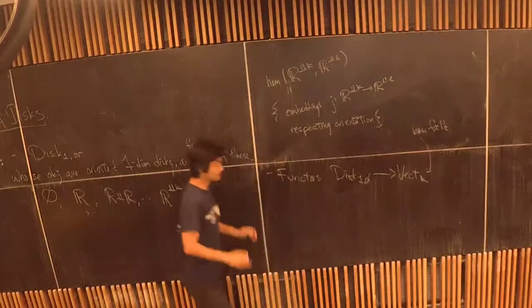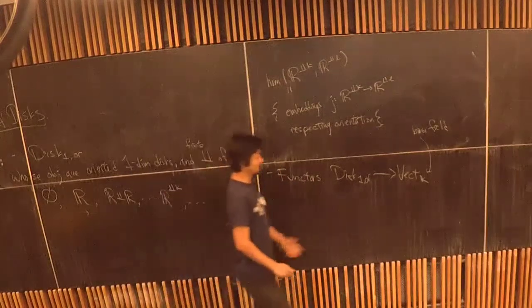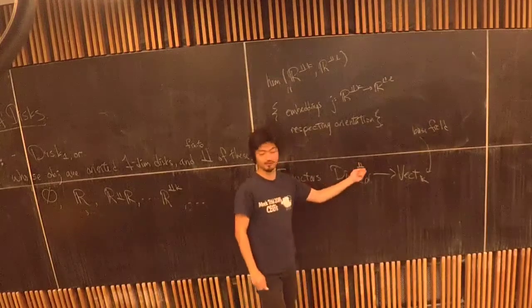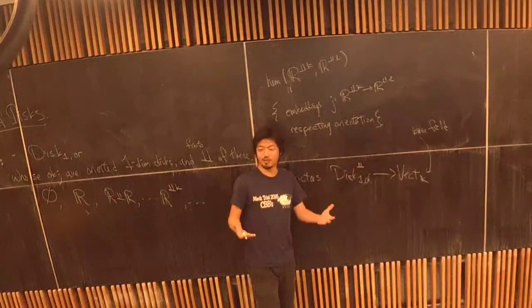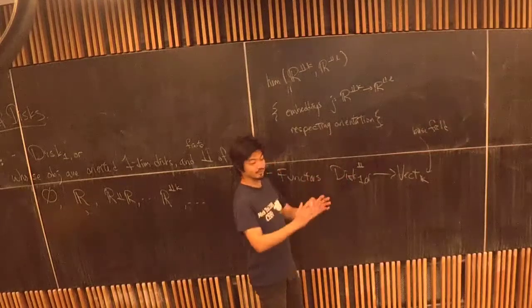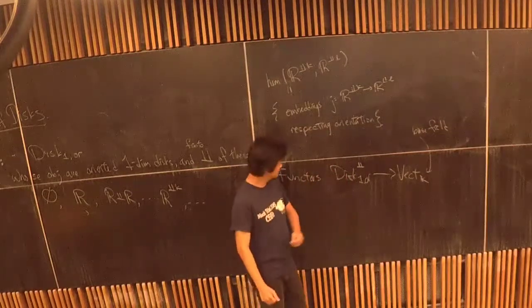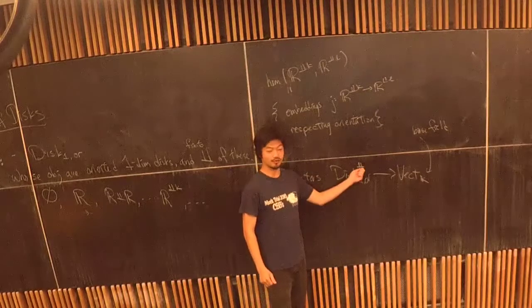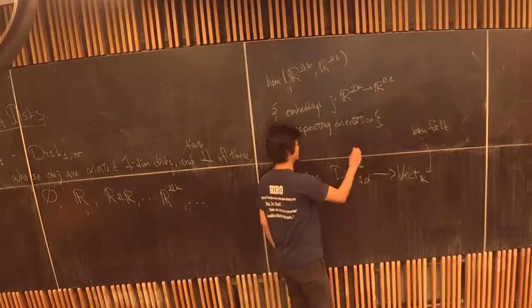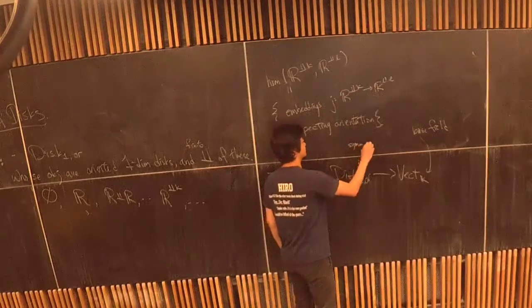Okay, but I don't want to look at all functors. I want to notice that this category of disks has an operation on it called disjoint union. Given two objects, I can take their disjoint union. Given a collection of embeddings from a collection of objects, I can take the disjoint union of all of those. Which is to say, this has a symmetric monoidal structure called disjoint union. That's what this notation indicates.